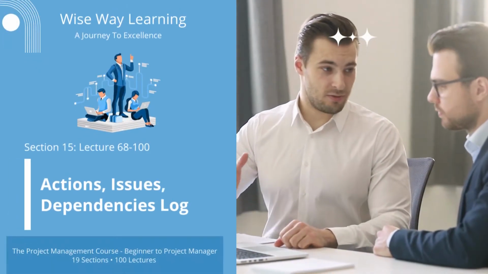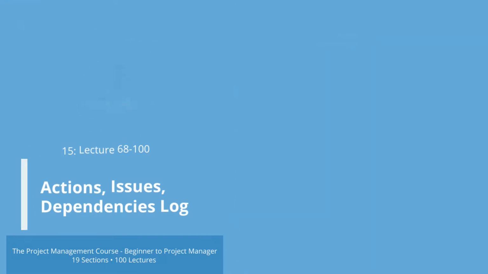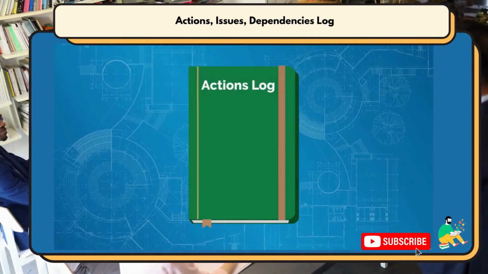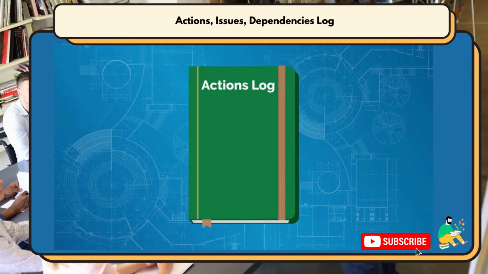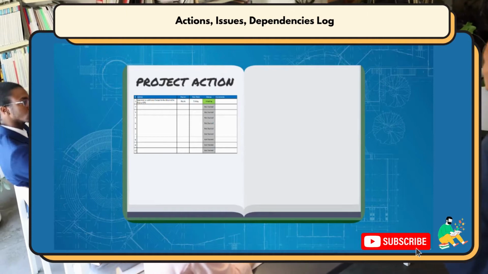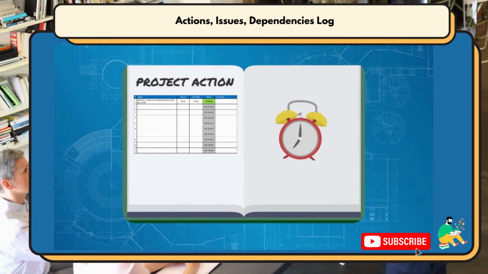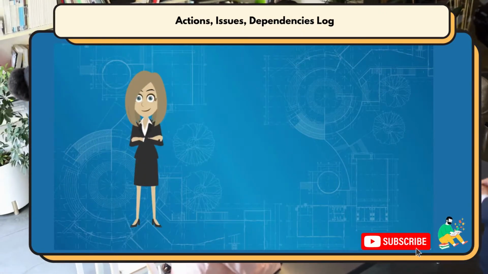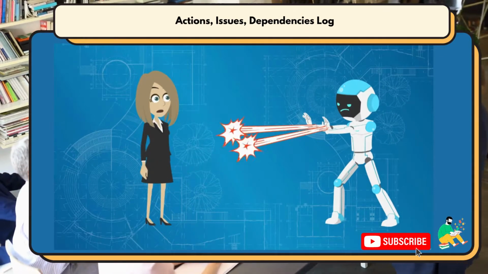Section 15 and lecture number 68, Actions, Issues, Dependencies Log. In the last lesson, we saw how project actions get registered in the actions log, the action owner due date best practice. Comprehensive monitoring and control ensures project actions are performed in a timely manner in order to avoid problems. But in projects, things are never fully predicted. Almost always there will be something to surprise the project manager.